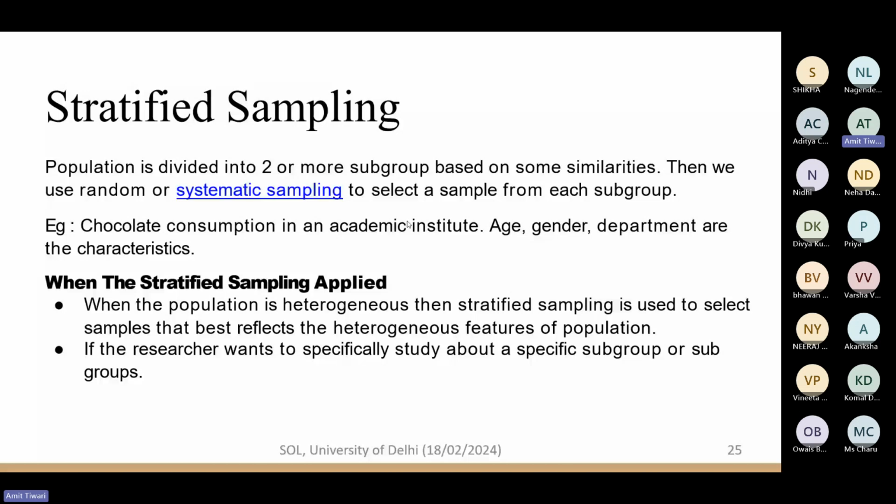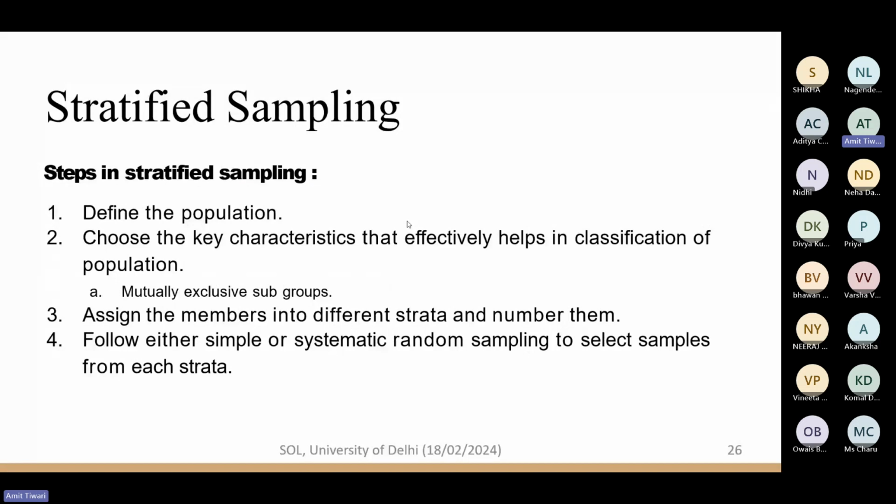Again, this particular sampling can easily perform the study about a specific subgroup. The steps involved in this are: define the population first of all. In any kind of sampling technique, first of all the population needs to be defined, then choose the key characteristics that effectively help in classification of the population.